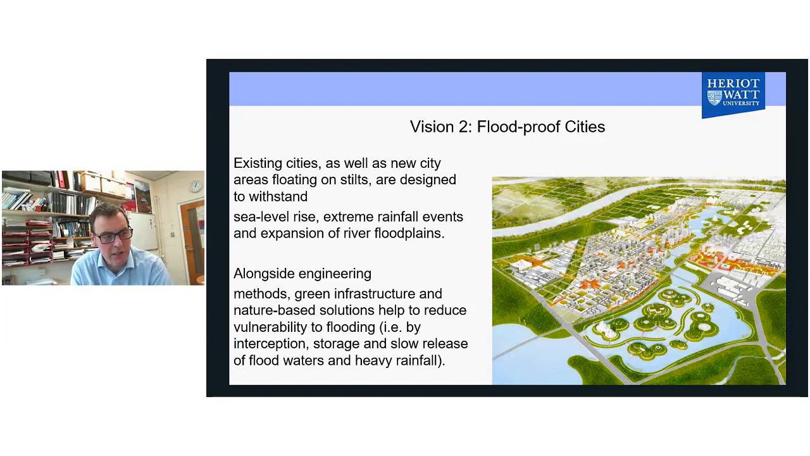Flood-proof cities. The existing cities, as well as new city areas floating on stilts, are designed to withstand sea level rise, extreme rainfall events, and the expansion of river floodplains. So that's interesting. Thinking about climate change and increased flood risk, how do we deal with that? Well, rather than defending ourselves from the water, we build around it and try to accommodate it as much as possible. Methods of green infrastructure or nature-based solutions help to reduce the vulnerability to flooding: interception, storage, slow release of floodwaters, and heavy rainfall. So again, the SUDS are there as well, aren't they, as well as the water supply aspect.